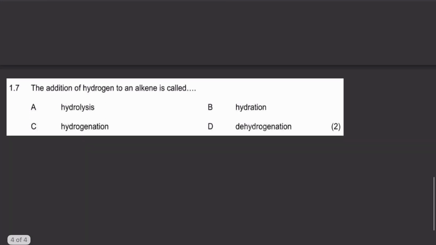And the last question, 1.7, the addition of hydrogen to an alkene is called what? This is just a basic one. It's called hydrogenation. The option is C.